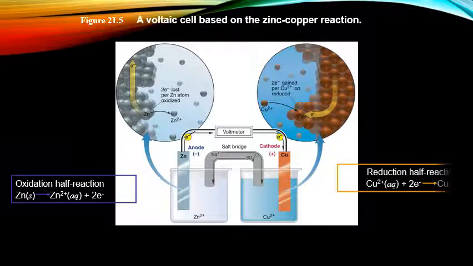When I look at the reduction half reaction, I've got the copper 2+ ions adding 2 electrons and forming copper as a solid. So you will notice in that situation now the sodium, to balance out the loss of charge in the solution, the sodium is migrating towards the cathode. That's why it's called the cation.